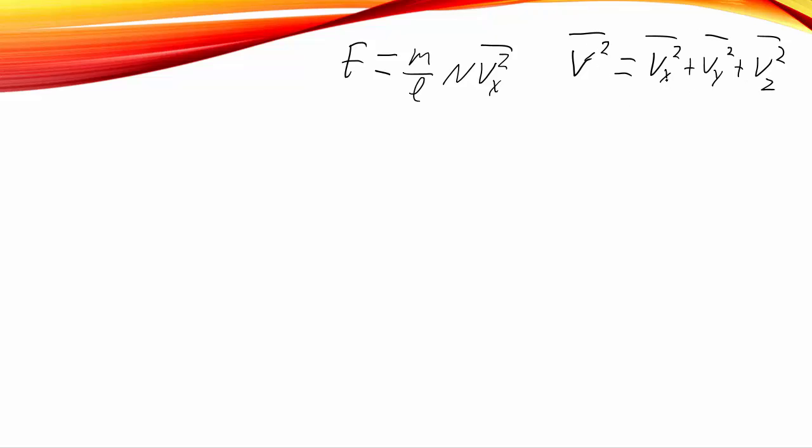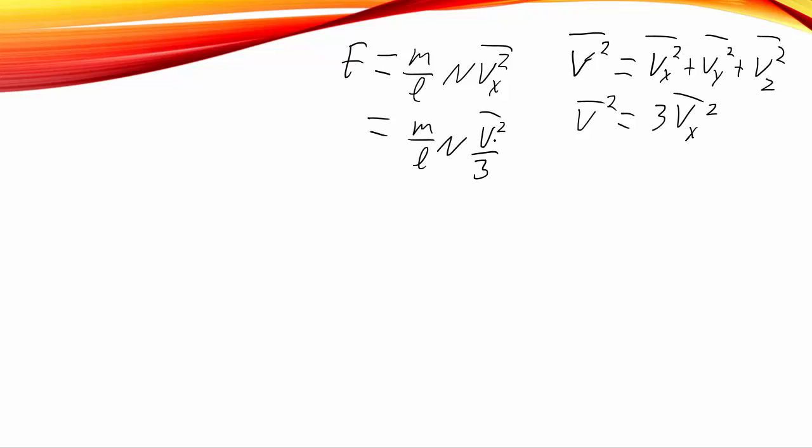And back to what I was saying, if it's random motion, then vx and vy and vz are going to be equal. So this reduces down to 3 times vx squared, since these are all equal. Then we can substitute in here and say m over L times n, and then divide the 3 across, plugging in for vx squared. So we're going to have v squared average over 3.